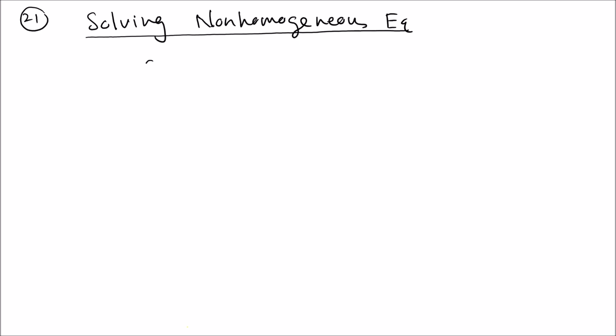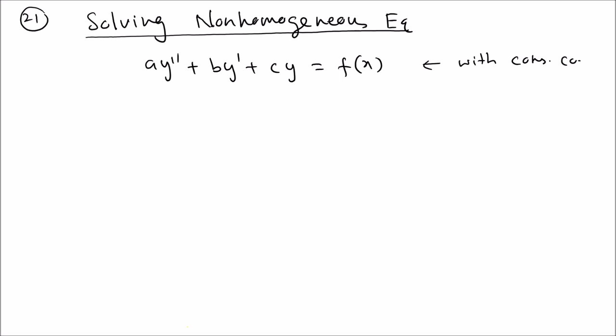So we can start with a problem like this: a y double prime plus b y prime plus c y equal f(x). This is again a constant coefficient situation. When you get a problem like that, we're going to split the problem. We're going to consider the homogeneous part and the non-homogeneous part separately like this.